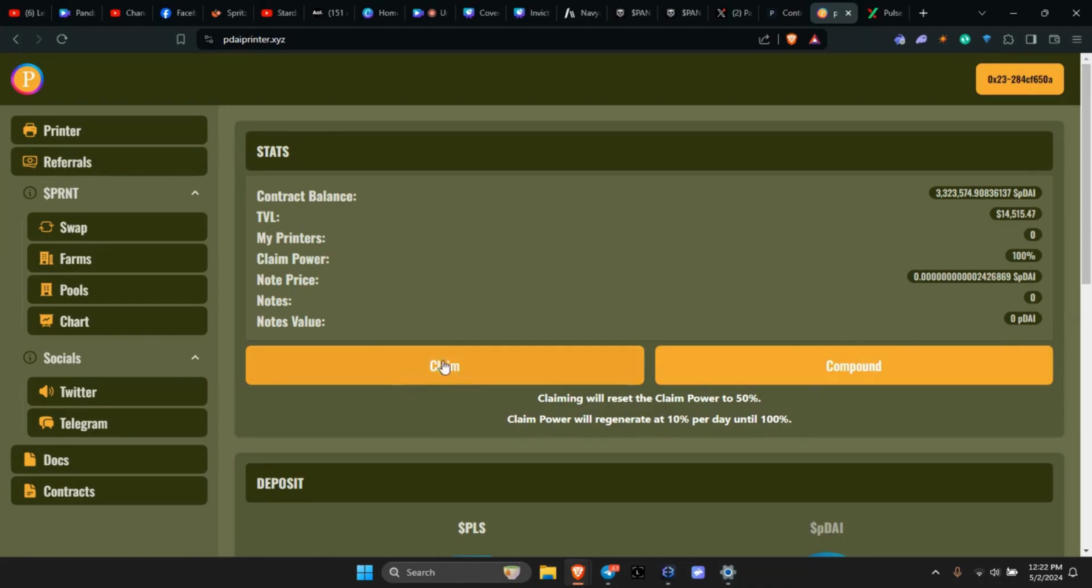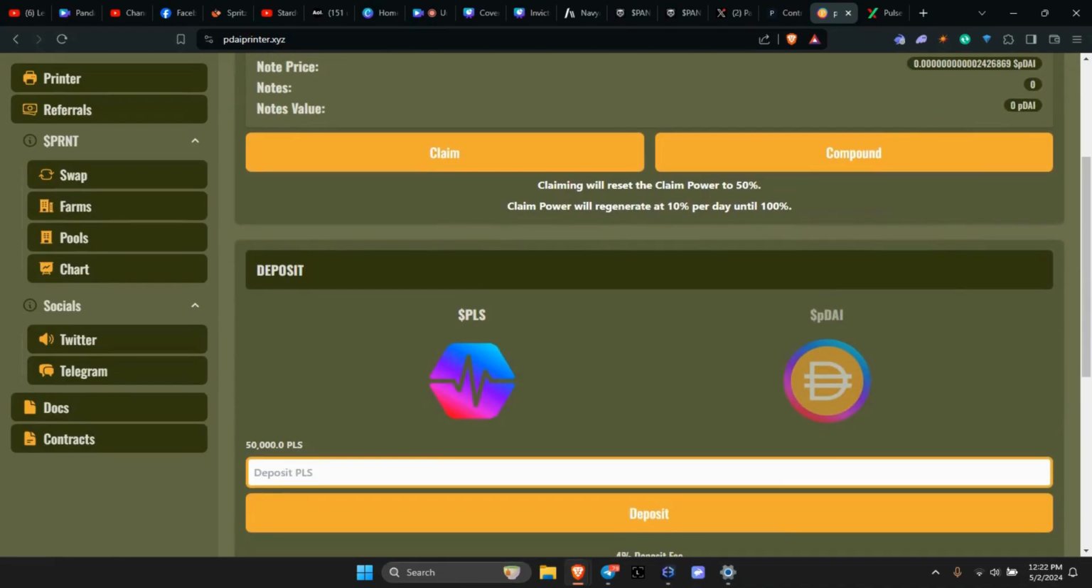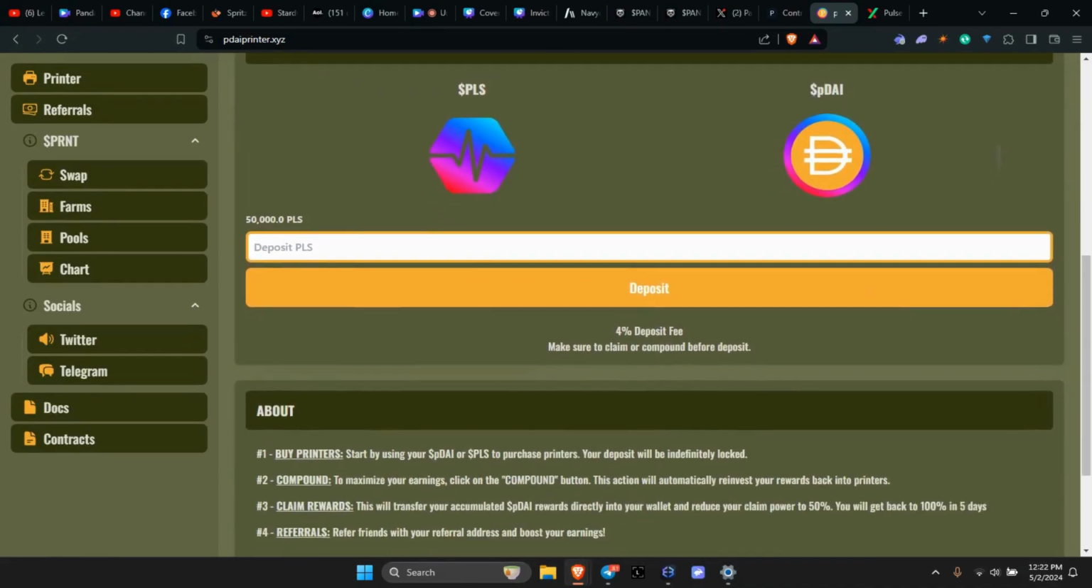So then here you have your option to claim and your compound. Like it says here, claiming will reset the claim power to 50%. So please understand, once you claim, it's going to drop to 50%. You have to wait 5 days, accumulating 10% each day, to get you back to 100%. Then here you can deposit either PLS or pDai.